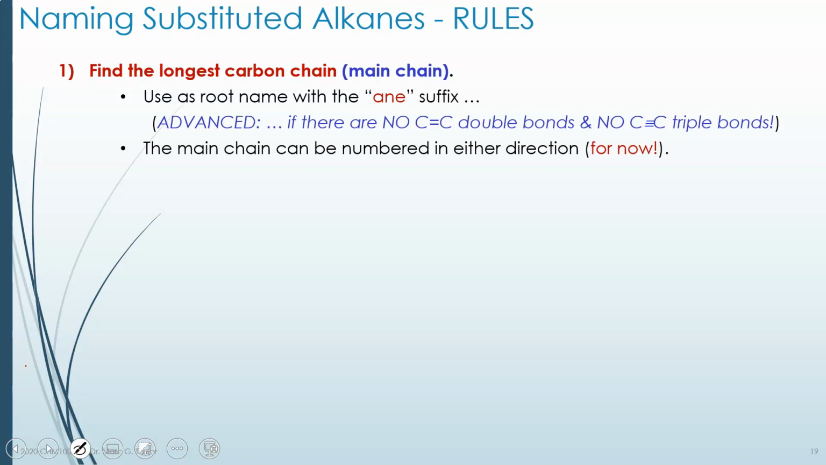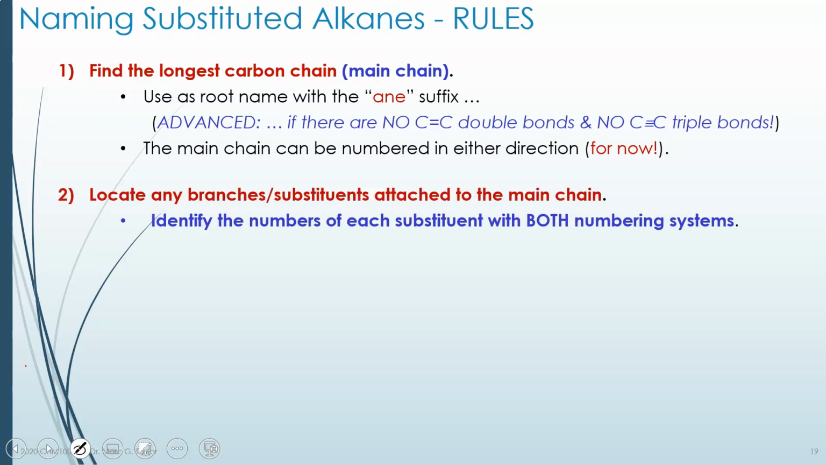The main chain can be numbered in either direction. You can start from one end to the other or vice versa, and you don't know, at least at first, until you find out where all your substituents are. So I recommend you circle your main chain first. And once you've circled your main chain, then circle all the substituents.